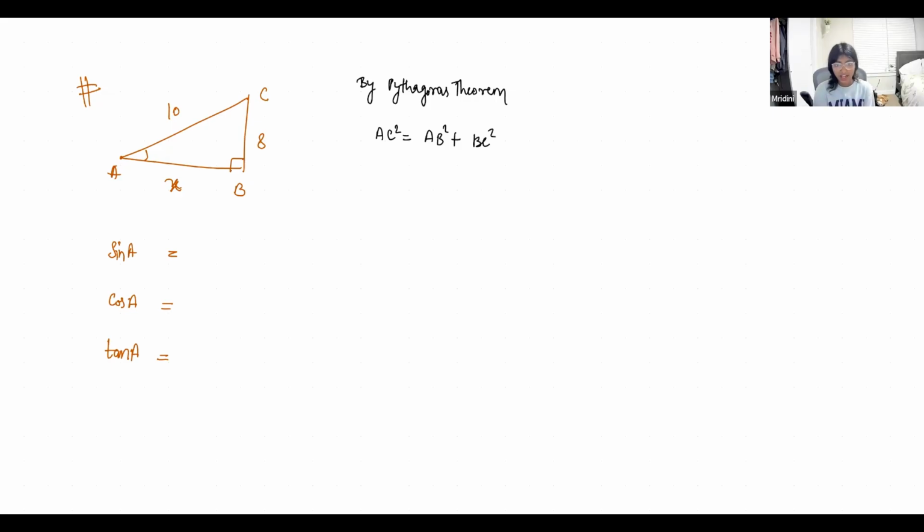Clear? So hypotenuse square is equal to perpendicular square plus base square, meaning the other two legs. Most probably you will see it in this form. This is my C, this is A, and this is B. So C square would be equal to A square plus B square, where C is my side opposite to the right angle, which is my hypotenuse.